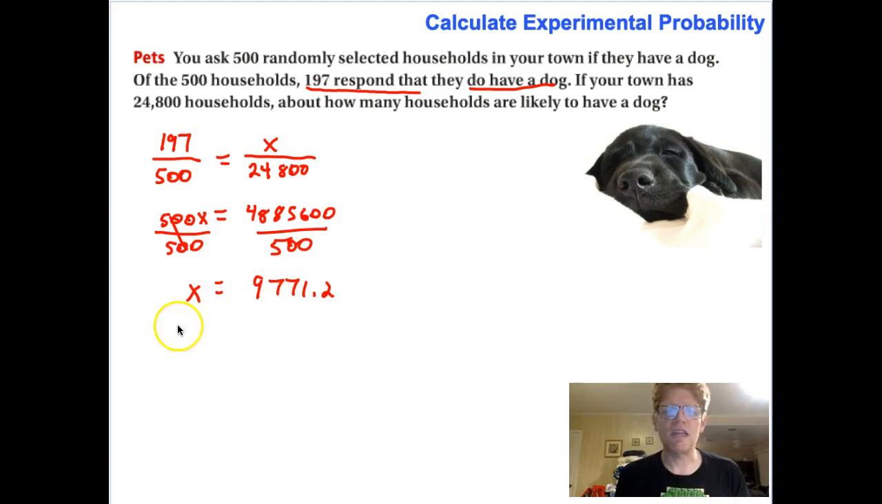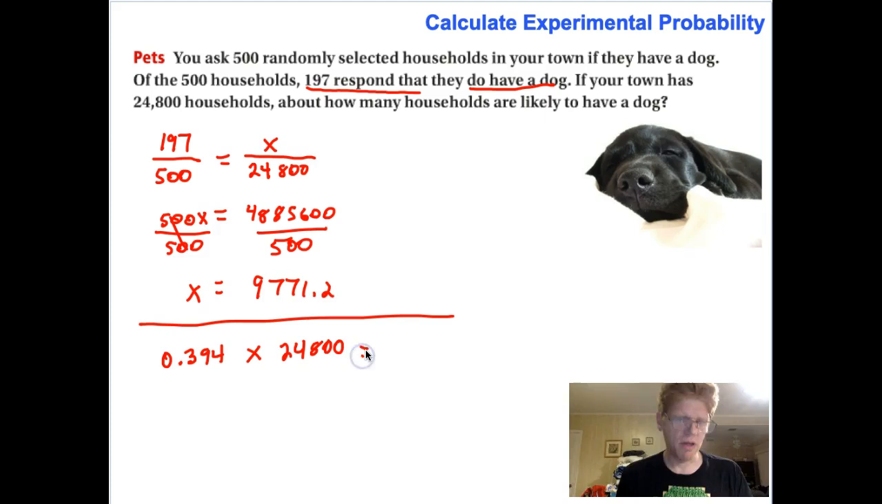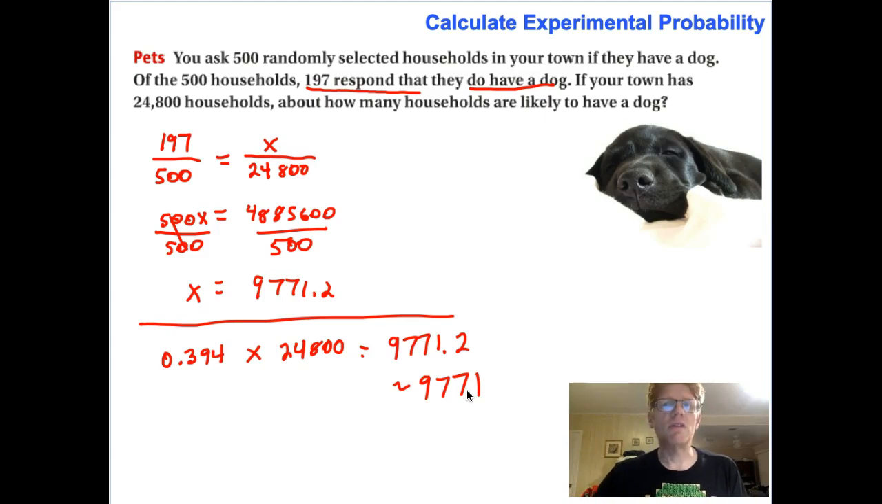Now I could just as easily have done it like this. I could have simply found the probability of this, 197 divided by 500. Okay, so I know the probability is 0.394 or 39.4%, and then just multiply that by 24,800. And that would give my answer, 9,771.2, or just about 9,771 households. That's it. All about probability. The next video will tell you a little bit more about some different kinds of probability problems.